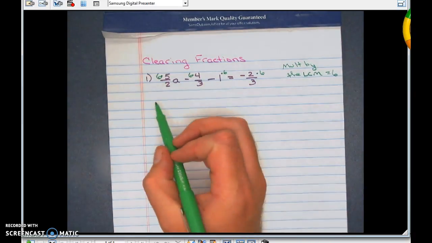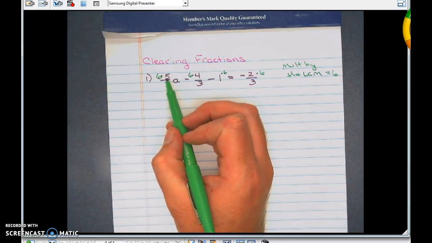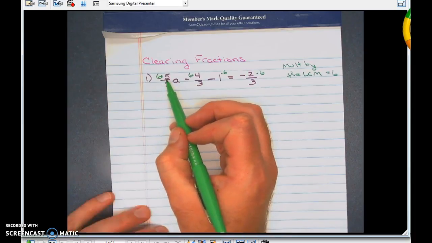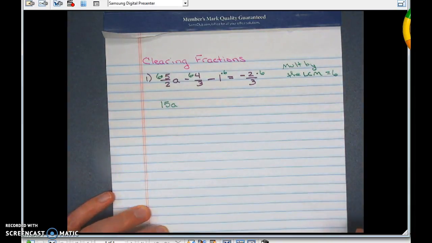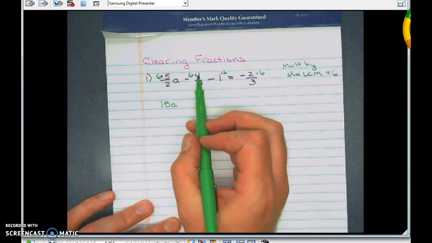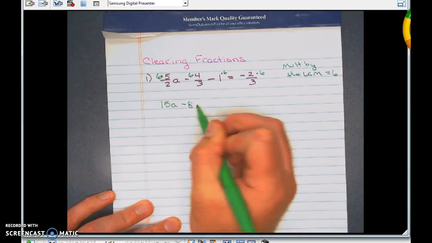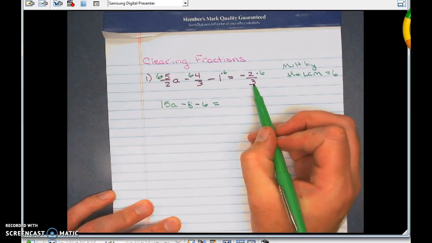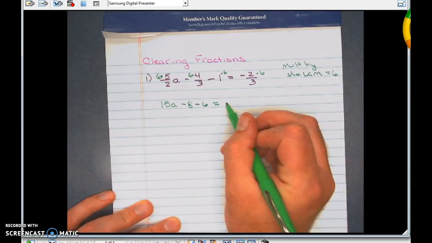And so on this one, if I just kind of do the math like I talked about, just do 6 times 5, which is 30, divide by 2. So 6 times 5, divide by 2. 6 times 5 is 30, divide by 2 is 15. So that just turns into a normal 15a, and notice the fraction's gone. This next one here, 6 times 4 is 24. 24 divided by 3 is 8, so this just becomes minus 8. And then this is just 1 times 6, so that's 6, equals, and then on this other side, negative 2 times 6 is negative 12. Negative 12 divided by 3 is negative 4.